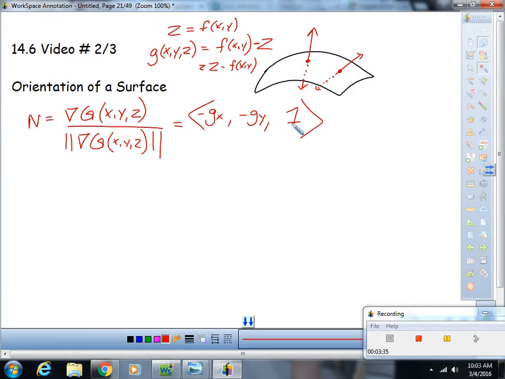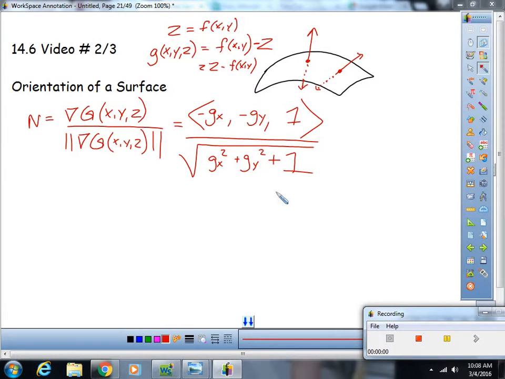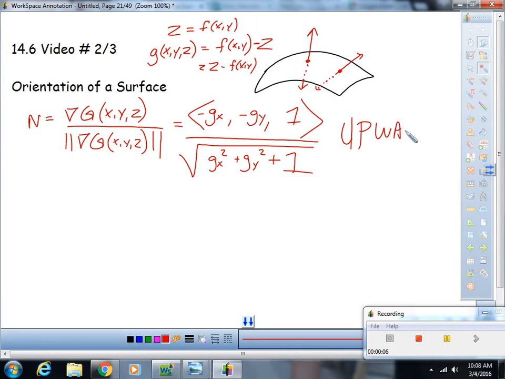Now, we have to take that and divide by the magnitude of that vector, and so that's the square root of g sub x squared plus the partial derivative with respect to y squared plus 1. That will end up being important. So this is the upward oriented unit normal vector. To get the downward one, you just simply switch the sign.